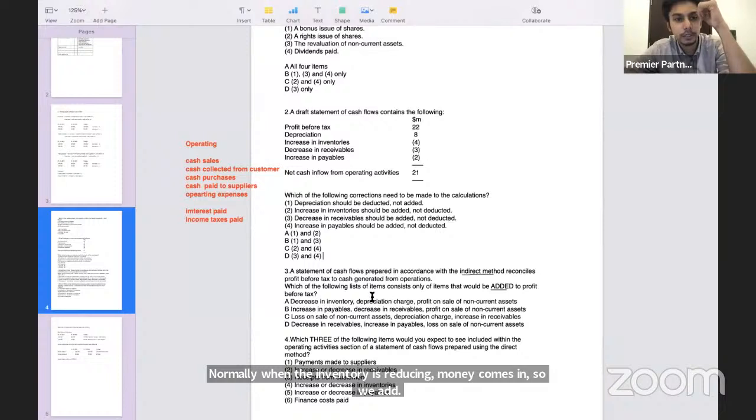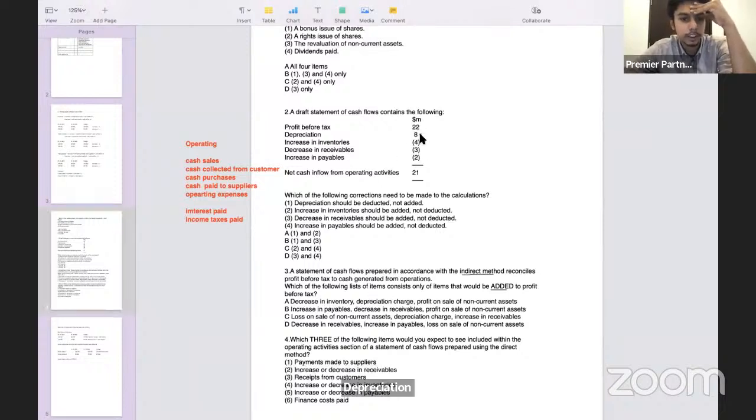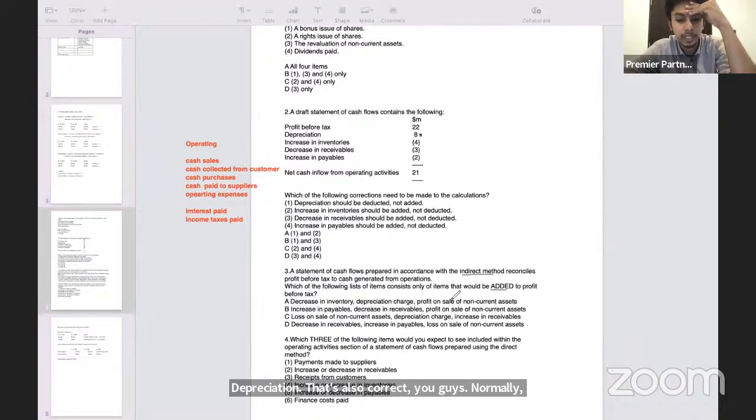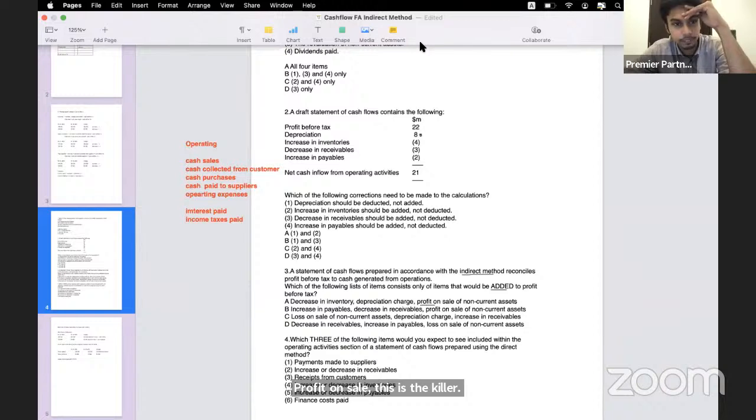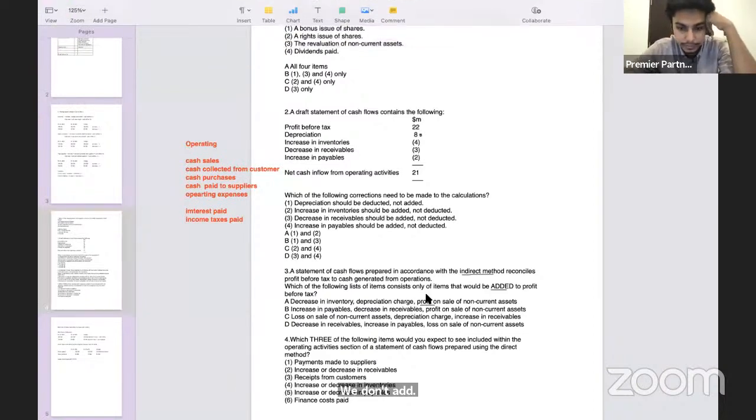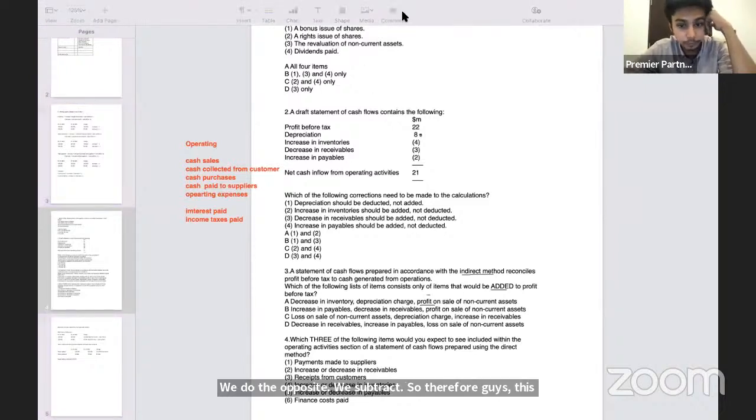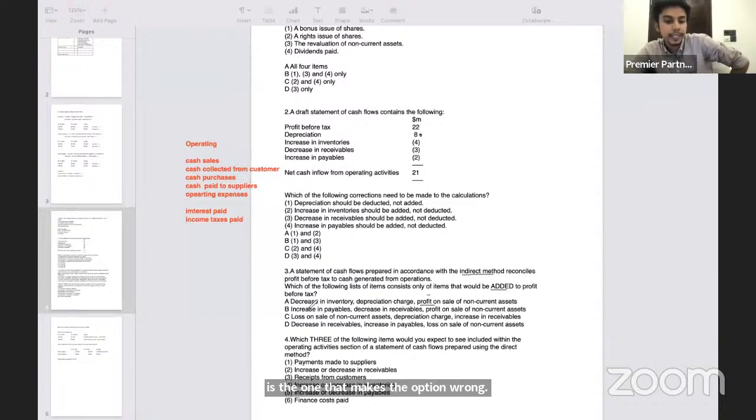Depreciation. That's also correct, no guys? Normally here, can you see? Depreciation, we have to add. Profit on sale. This is the killer. Profit is an income. We don't add. We do the opposite. We subtract. So therefore, guys, this is the one that makes the option wrong. It's minus. Okay, guys, next one.